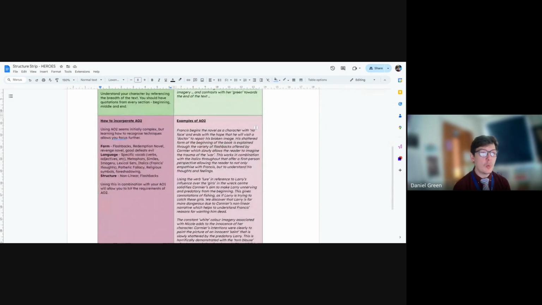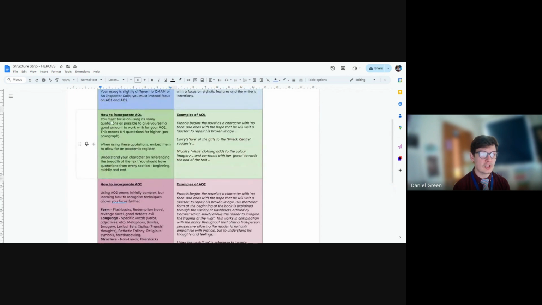Okay, now AO1, this is the easy bit, okay? So a few things from me, a few bits of advice. You must focus on using as many quotations as possible to give yourself a good amount to work with in AO2. Now, I tend to put a number on there, which is like 8 quotations. Now, these count for single word as well. Single word quotations are the easiest to remember and also can offer the most impact, especially when analysing.